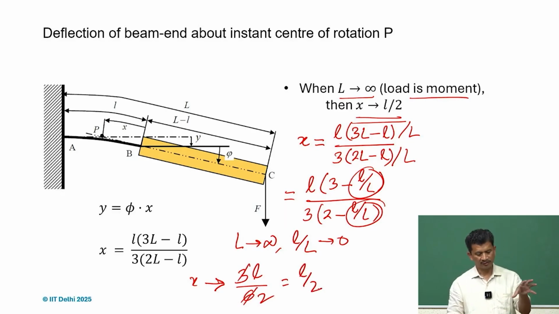So if there is a pure bending moment acting on the rigid part BC, which is relatively thicker compared to the section AB, then the pivot point, the instant center of rotation P, will be halfway. So always remember that.